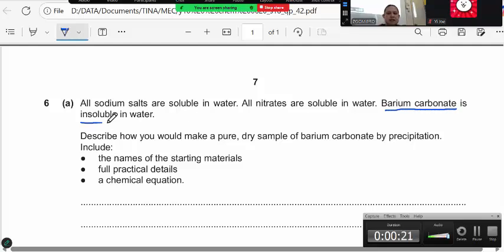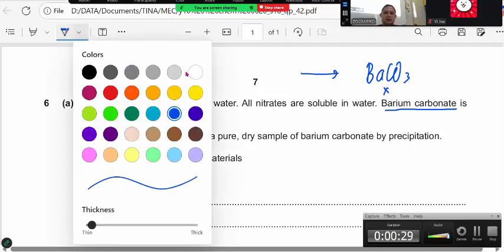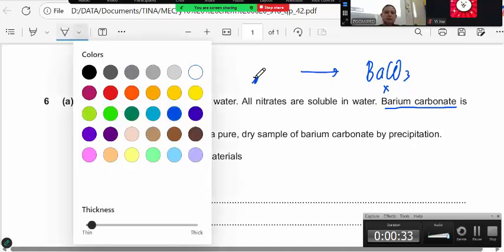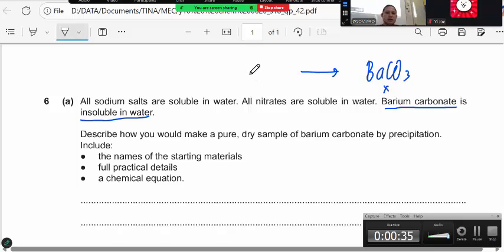Barium carbonate is insoluble. So I've already told you, to make an insoluble salt, you need to take soluble plus soluble. Correct or not? So you need to take barium something which is soluble plus something carbonate which is soluble.